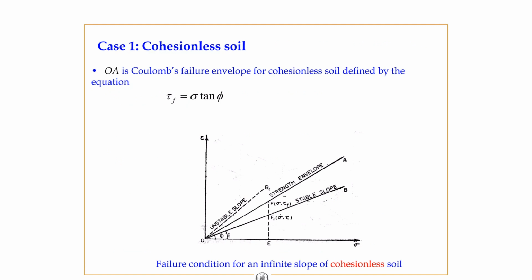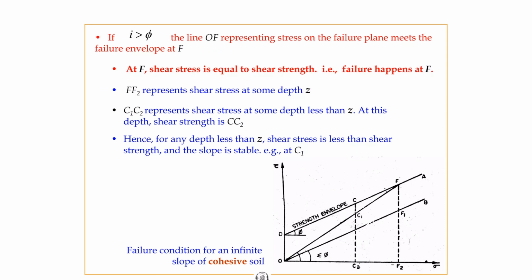Case 1, cohesionless soil. Let OA be Coulomb's failure envelope for cohesionless soil defined by the equation Tf equals sigma tan phi. Failure condition for an infinite slope of cohesionless soil: if I is greater than phi, the line OF representing stress on the failure plane meets the failure envelope at F. At F, shear stress is equal to shear strength, that is, failure happens at F, and F2 represents shear stress at some depth Z. C1, C2 represents shear stress at some depth less than Z. At this depth, shear strength is CC2. Hence, for any depth less than Z, shear stress is less than shear strength and the slope is stable.